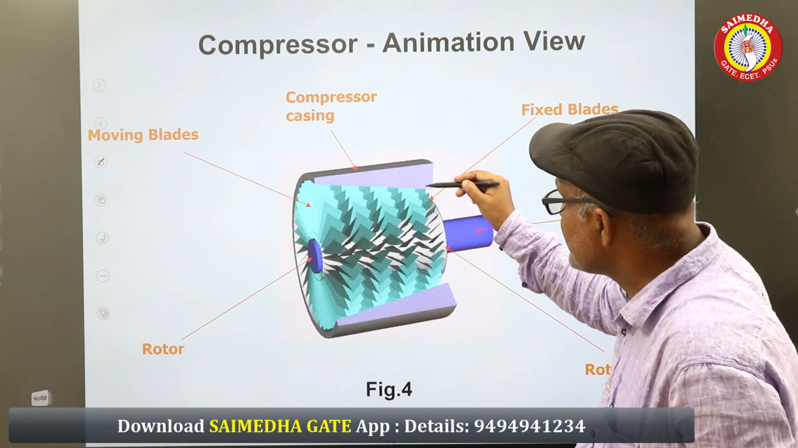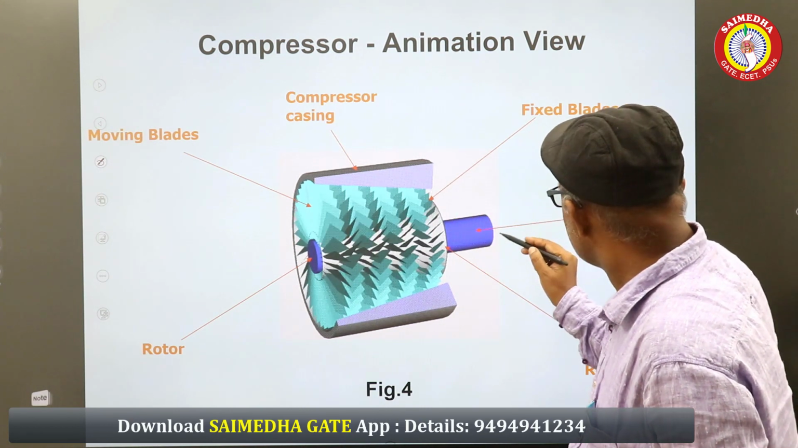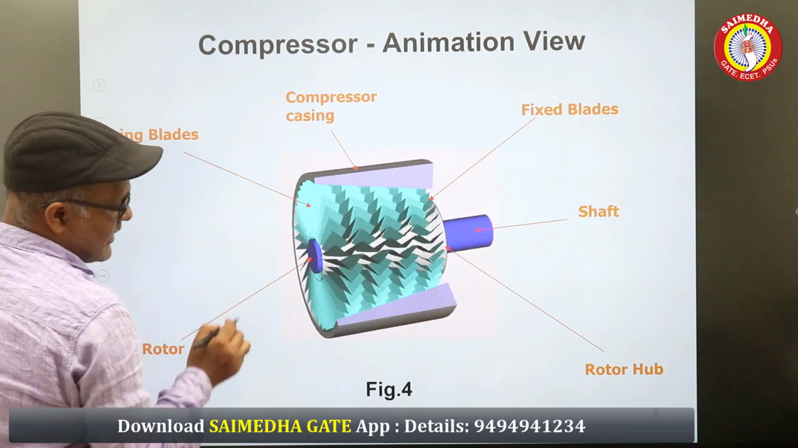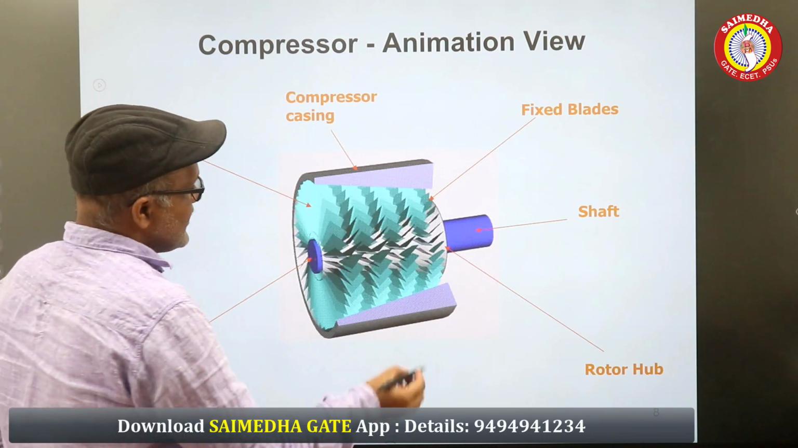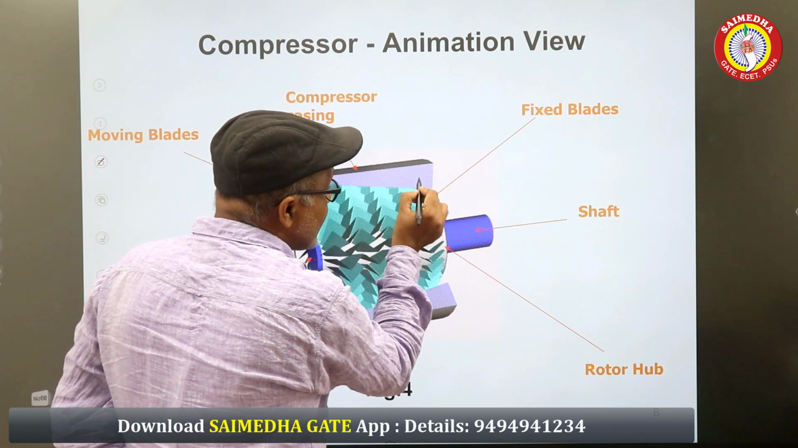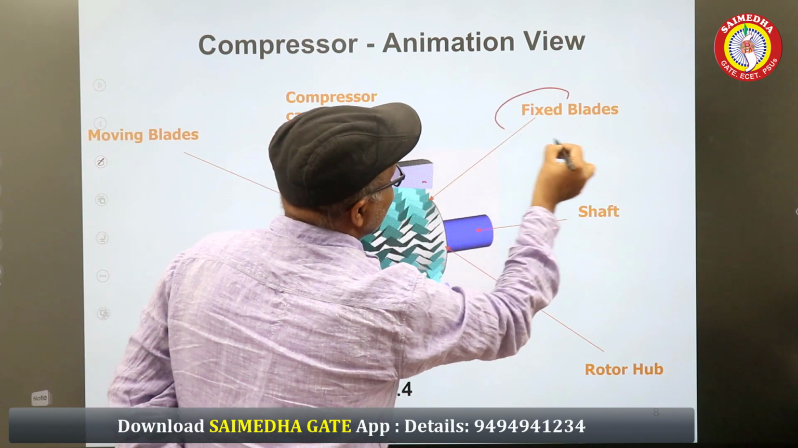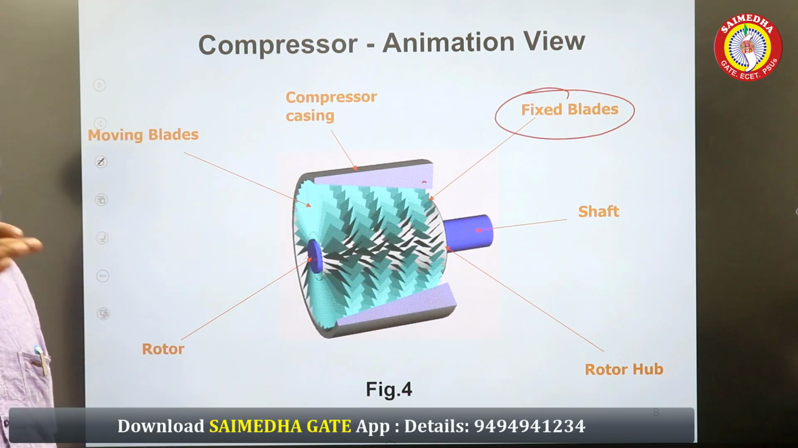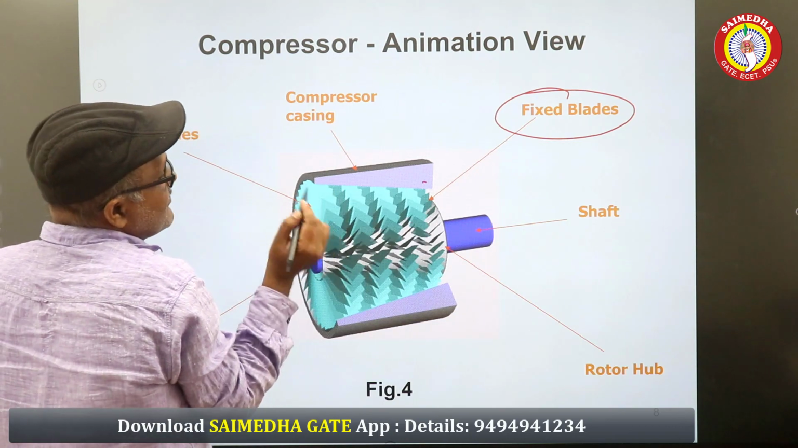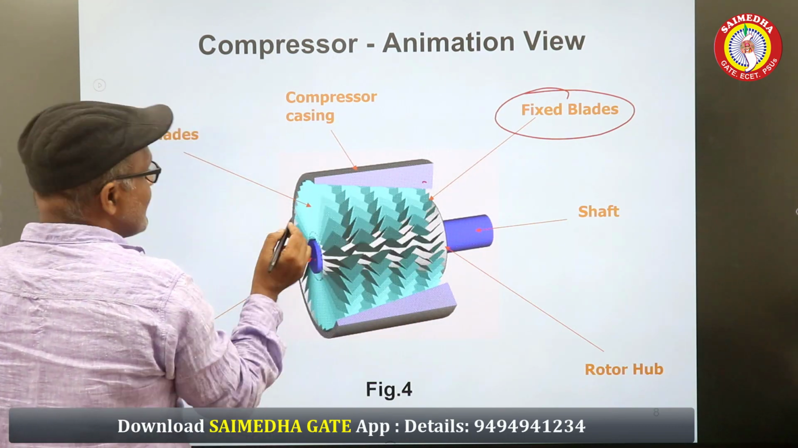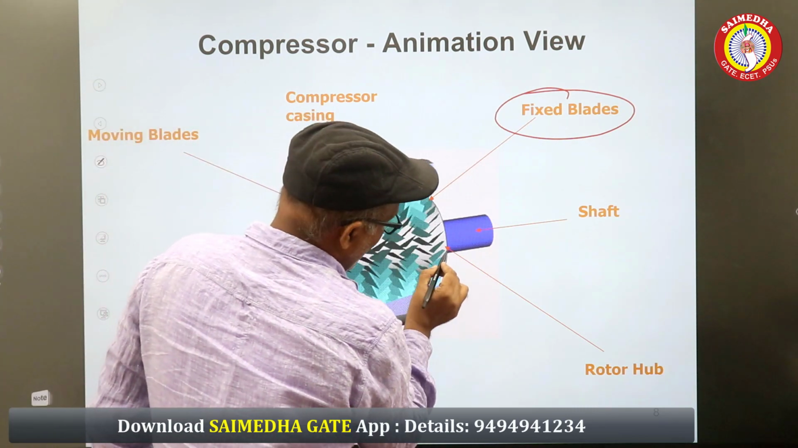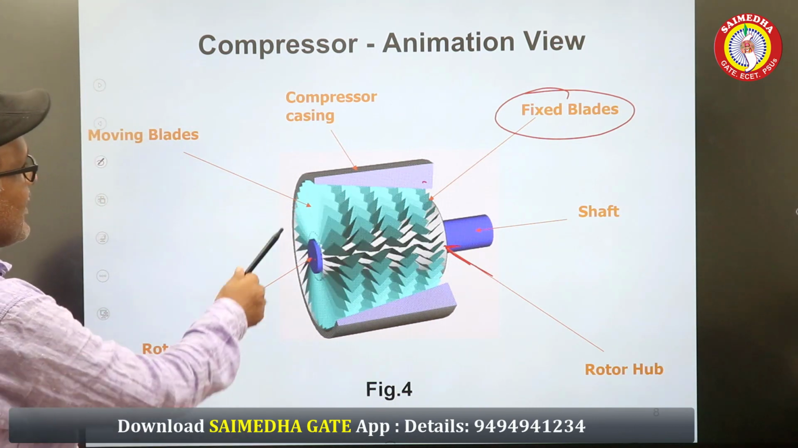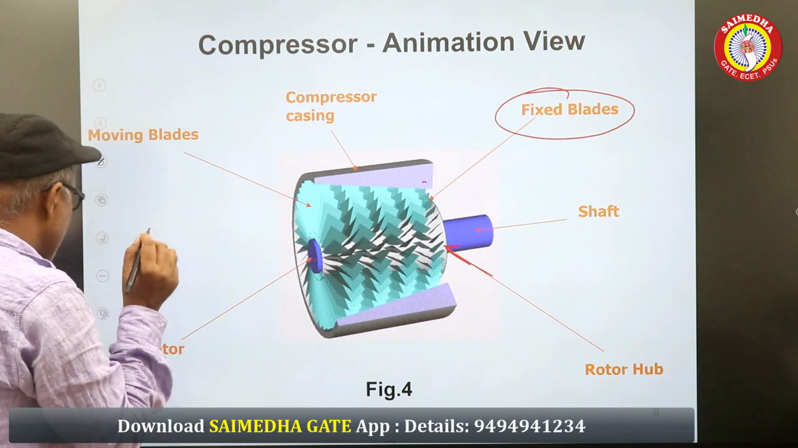These blades are fixed to the casing. So the moving blades are fitted to the rotor. The moving blades are fitted over the rotor, my dear friends. All of you clear? The blades which are fixed to the casing are the fixed blades. The blades which are fitted over the rotor of the compressor are called moving blades. So it is a rotor hub, my dear friends. So here are the moving blades, fixed blades, rotor hub and rotor.